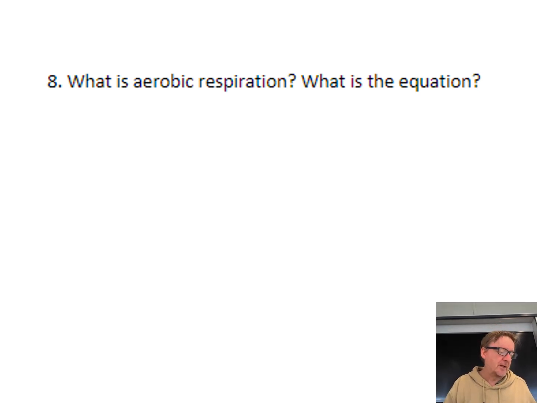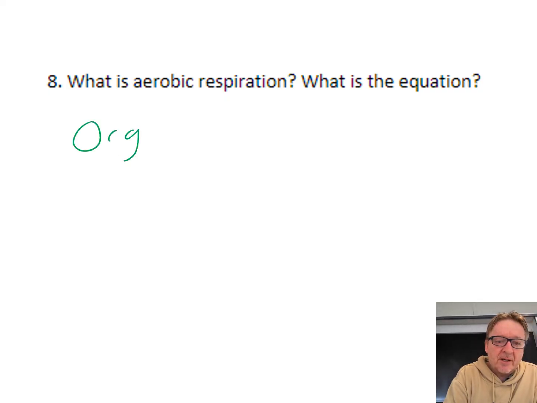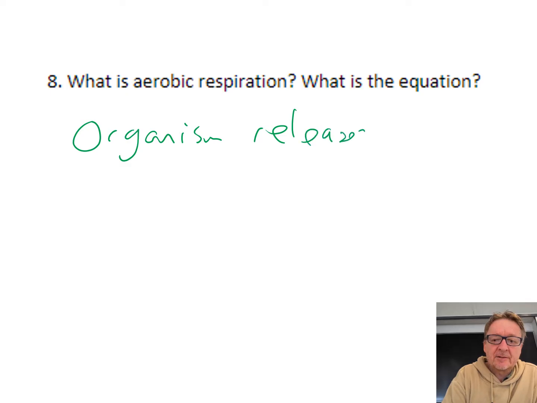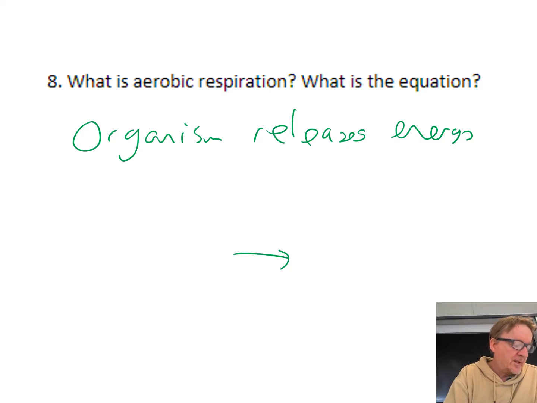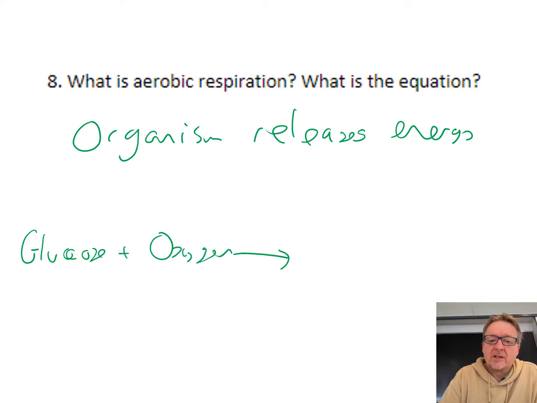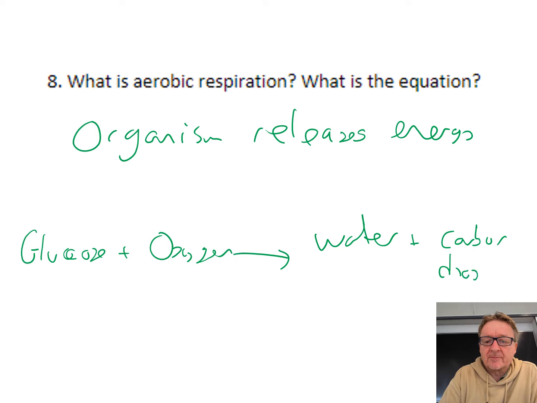Question number 8, what is aerobic respiration? Aerobic respiration is where an organism releases energy. The equation for it is glucose plus oxygen gives water and carbon dioxide. So that's the word equation for it.